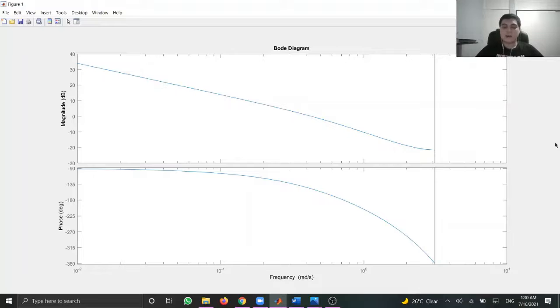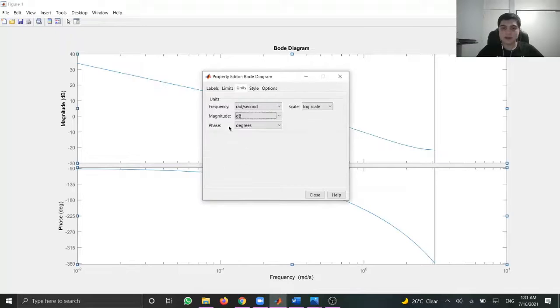So what is a Bode plot? Here we have an example of a Bode diagram, which is going to be a graph specifying the gain and phase of a system across the frequency spectrum. Here we see that the gain can be expressed in decibels as well as an absolute value.